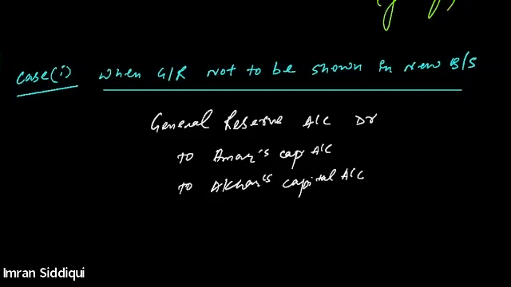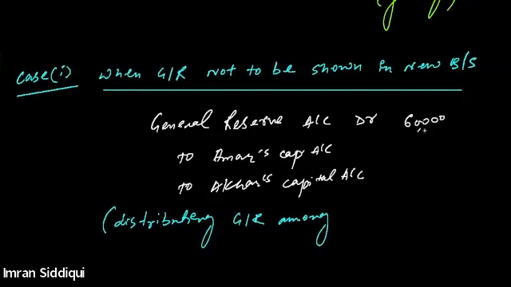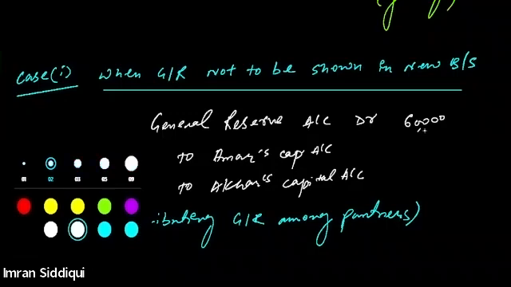So general reserve will be debited by 60,000. That is already given in the question. And we will distribute this amount in the old PSR among the partners. So distributing 40,000 and 20,000. Just a minute. General reserve among partners. Yeah, could you please repeat the values?